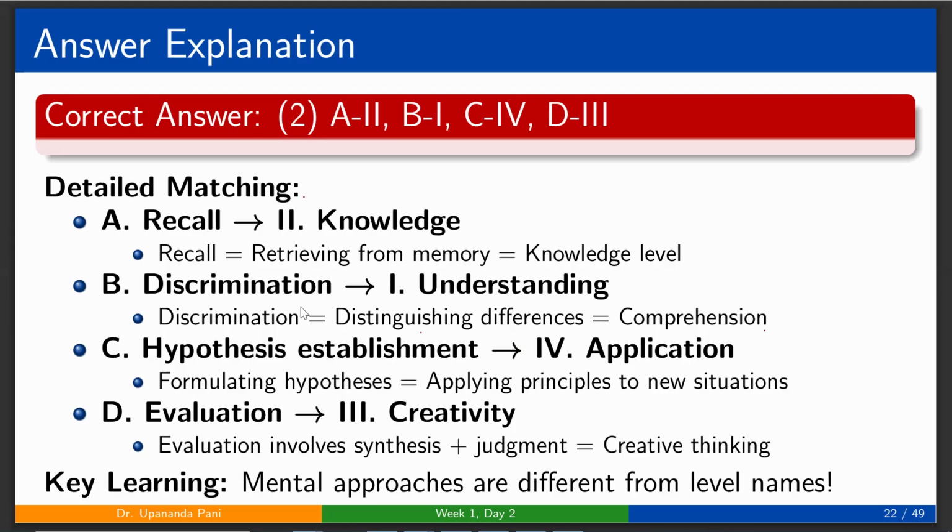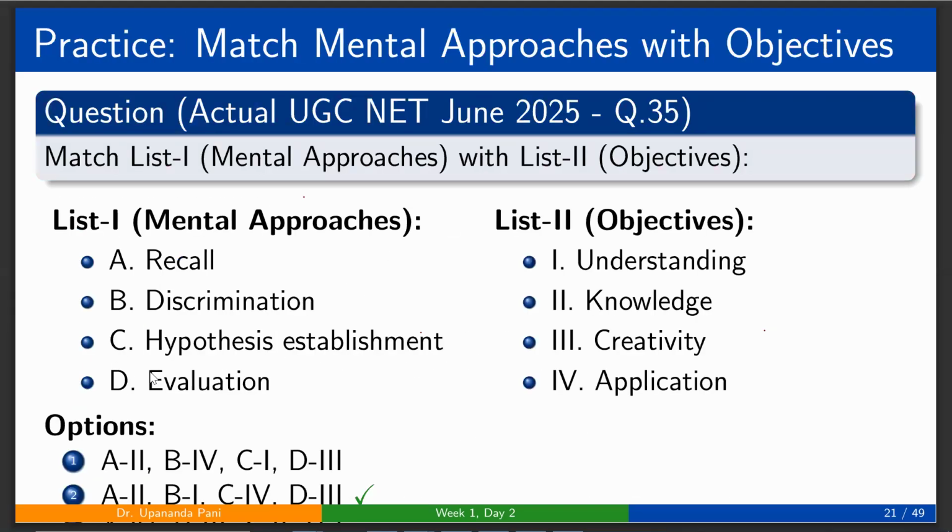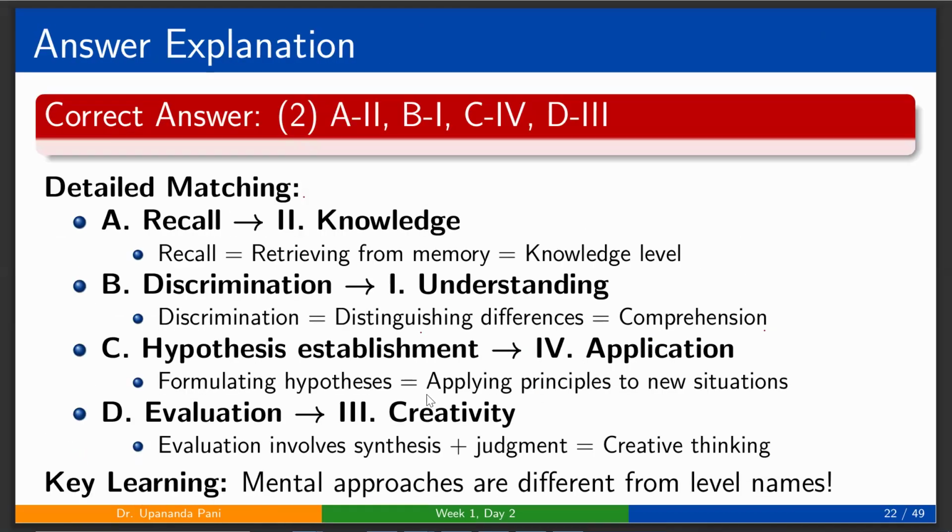Second, B, discrimination, refers to understanding. Discrimination is to distinguish the differences, which is equal to comprehension. Then the third one, C, mental approach was hypothesis establishment, which refers to the objective with application. It means formulating a hypothesis is equal to applying principles to a new situation. So it is higher order. Evaluation means creativity. Evaluation involves synthesis plus judgment. That is creative thinking. It is again a higher order learning process. So what is the key learning we got from here? These different mental approaches are different from label names. So you have to know this.